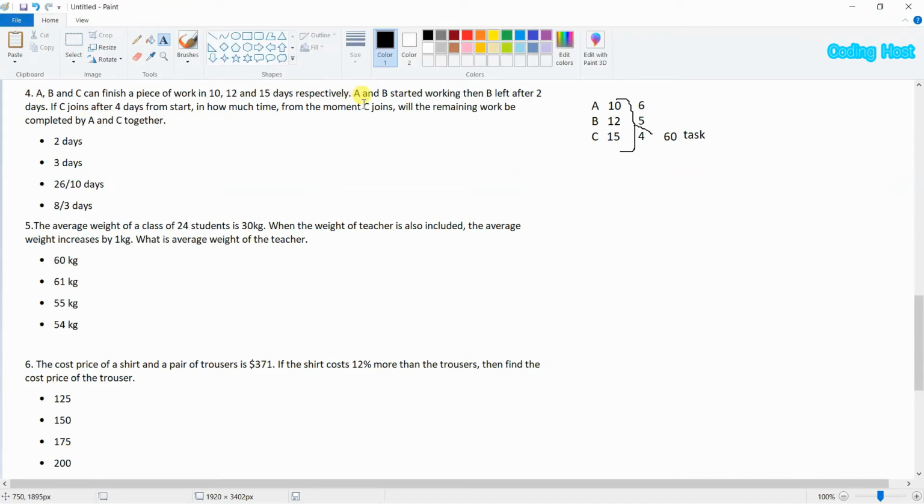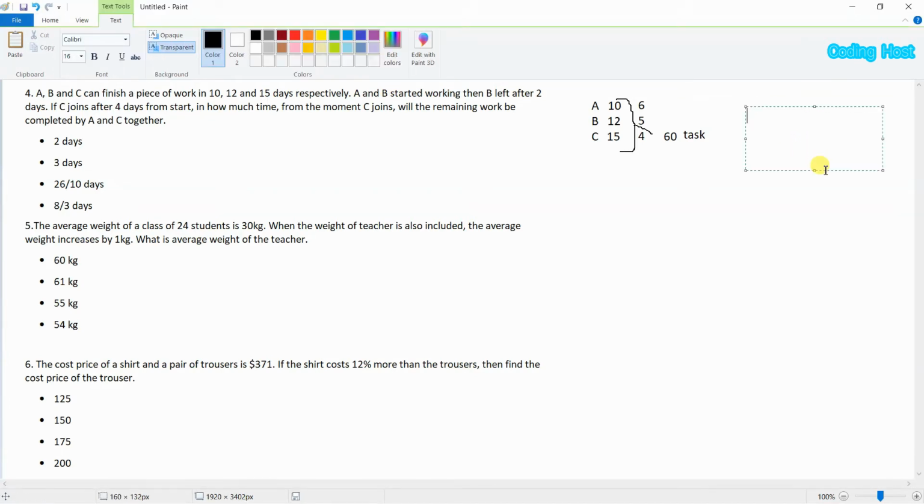Now in the question they are asking that A and B started working, then B left after 2 days. So it means that for 2 days A and B were working together. The efficiency of one day of A is 6, and the efficiency of one day of work by B is 5.